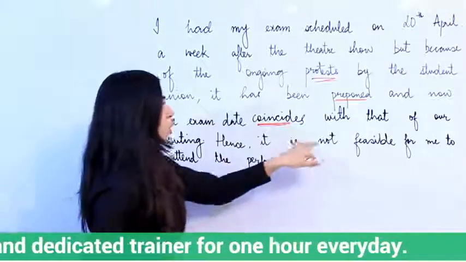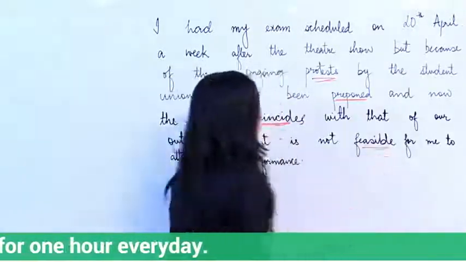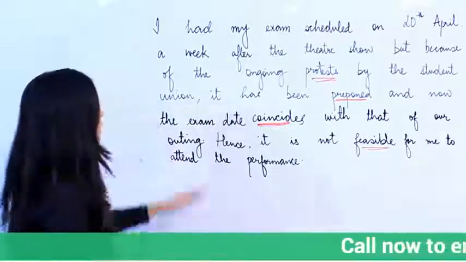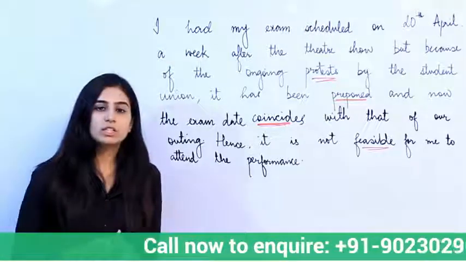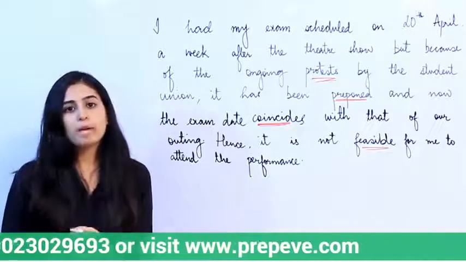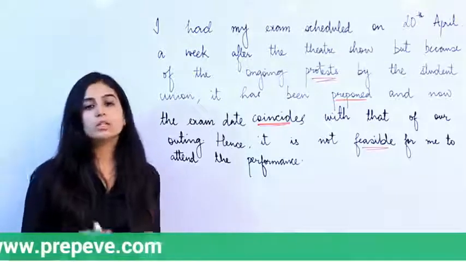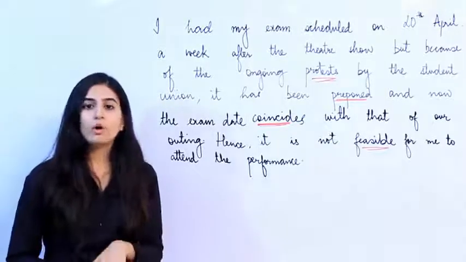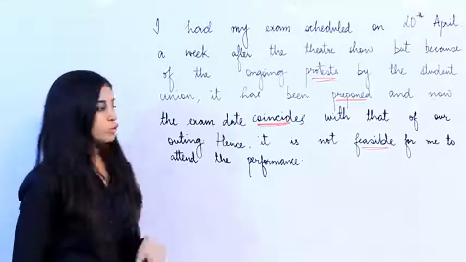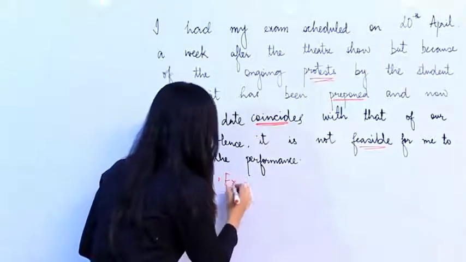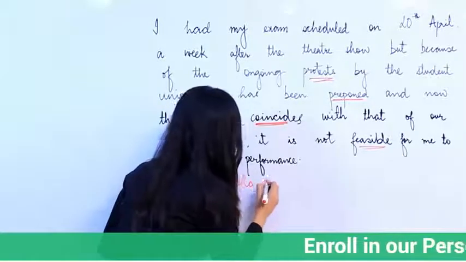Hence, it is not possible for me to attend the performance, right? So basically the situation is such that because of some protests by the student union, you would not be able to accompany your friend because the exam has been preponed on the very same day as that of your outing. So that's about it. We have explained the situation. In this paragraph, we have addressed the second bullet point, which is explain the situation.